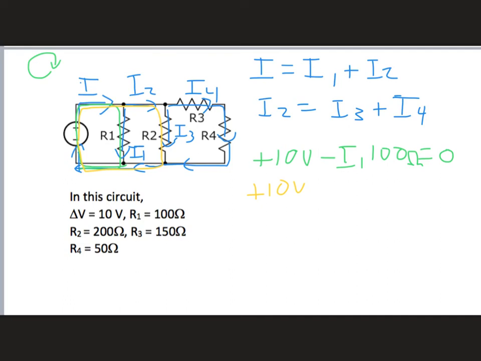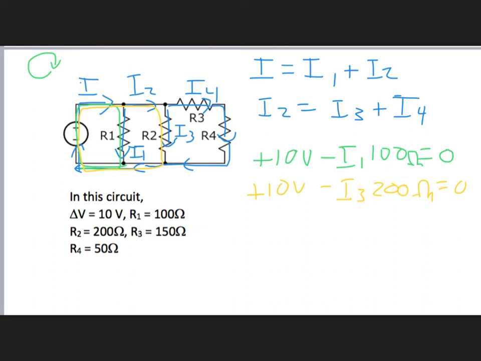And then, as my loop traverses the circuit, I'm going to get minus I3 times R2, which is 200 ohms. And so that's going to be minus I3 times 200 ohms is equal to 0. Because once I get past that resistor, I come back and there's nothing else. I go all the way to the battery, and that's that.